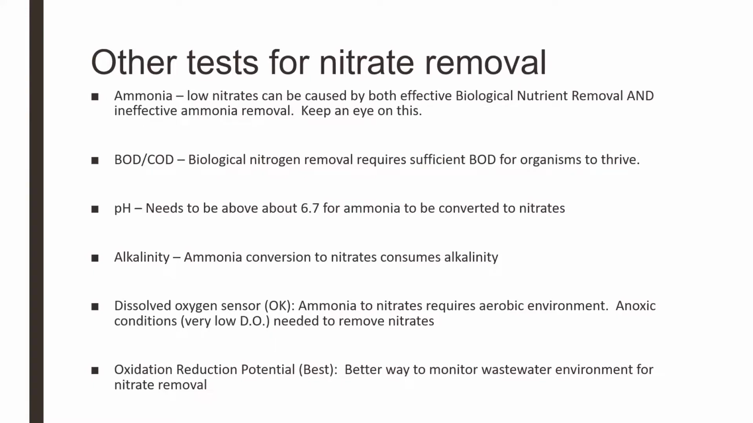Now, the anoxic conditions that are required to remove nitrates require very low DO. And I would tend to recommend that a plant is going to be better off using an oxidation reduction potential probe to monitor that wastewater environment for nitrate removal than a dissolved oxygen sensor. I've seen plants get by just fine with dissolved oxygen sensors. I understand there's limited budgets, and more sensors require more time and more effort, but that oxidation reduction potential probe can benefit you on nitrate, and it really benefits you on total phosphorus at your plant.